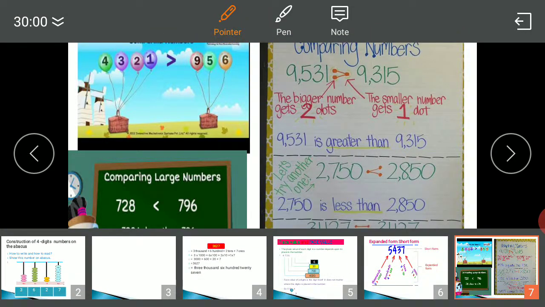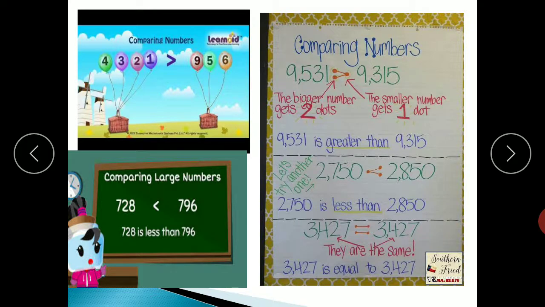Now let us see comparison of numbers. Before comparing any number, we have to see their digits, whether it is a 4-digit or 3-digit number, or we can say the places. So let us see here, the place is the 1000 place. Now this is in the 100 place. So of these, the 4 is the bigger one, and it is in the 1000 place.